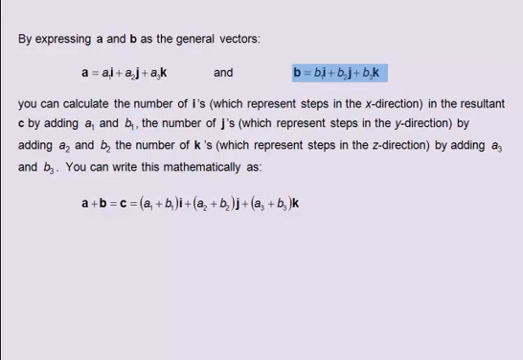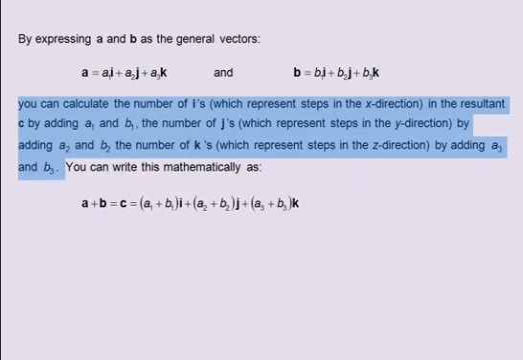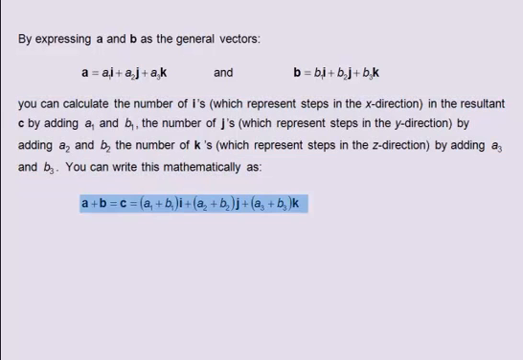equals B1 i plus B2 j plus B3 k, you can calculate the number of i's, which represent steps in the x direction in the resultant C, by adding A1 and B1, the number of j's, which represent steps in the y direction, by adding A2 and B2, and the number of k's, which represent steps in the z direction, by adding A3 and B3. You can write this mathematically as A plus B equals C, which equals (A1 plus B1) i plus (A2 plus B2) j plus (A3 plus B3) k.